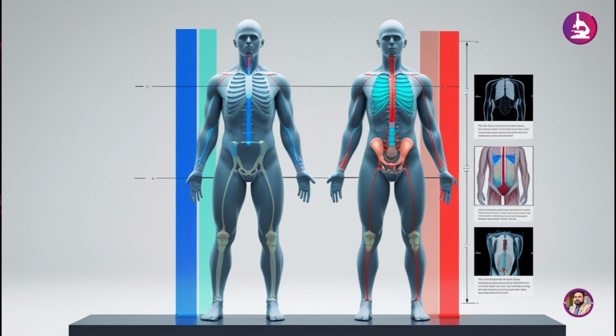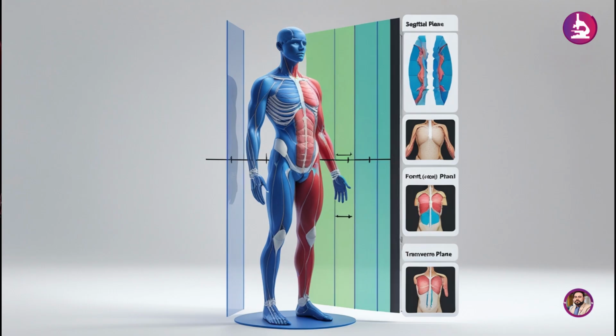These imaginary flat surfaces allow for standardized visualization and description of internal structures from different perspectives. Sagittal plane. The vertical sagittal plane runs front to back, dividing the body into left and right portions. The mid-sagittal median plane creates equal halves, while parasagittal planes produce unequal sections. This plane is particularly valuable for assessing bilateral symmetry in structures like the brain's hemispheres or evaluating spinal alignment in orthopedic examinations.